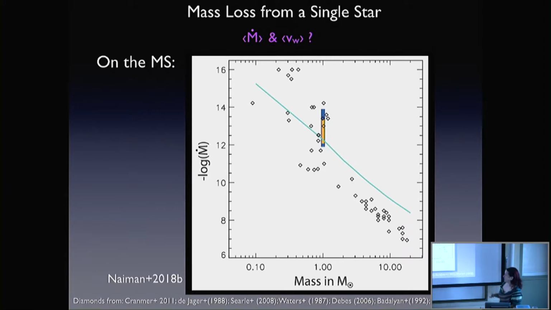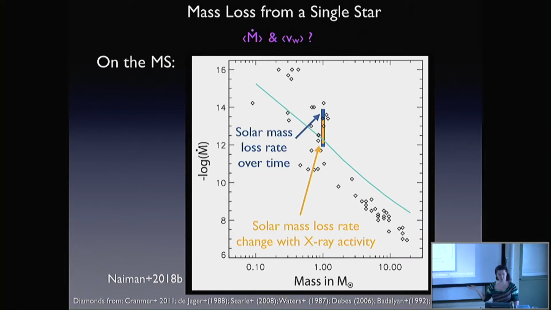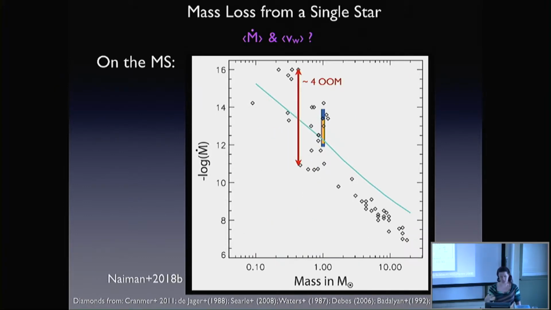So here is basically a compilation of observations of mass loss rates along the main sequence for different masses of stars. And here I'm highlighting the changes in the solar mass loss rate. So this is predicted over the lifetime of the sun and also with X-ray activity, right? So there's these big changes on the main sequence itself. And I'm not going to go into detail about the stellar evolution models that we're going to be using, but just know that they're MESA stellar evolution models. And that's the line predicted from MESA, right? So it's pretty good, but there's these huge variations, particularly, for one mass, you can get something like 4 orders of magnitude in variation. So that's sort of problematic.